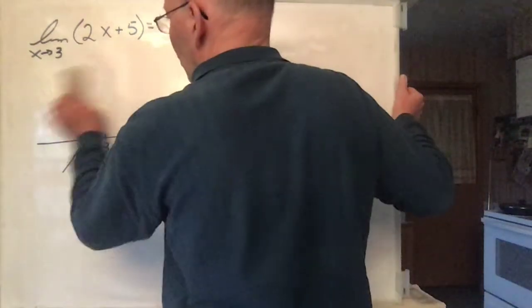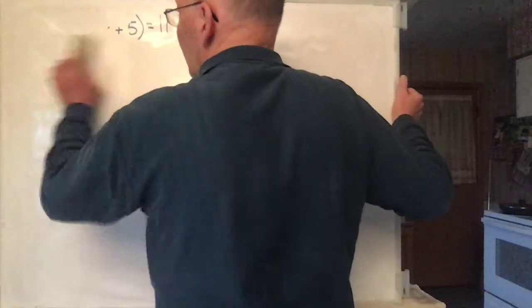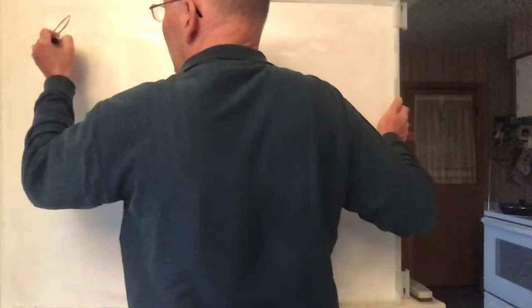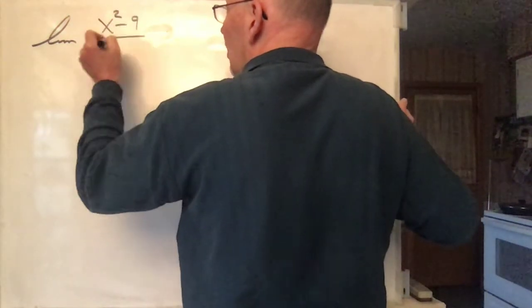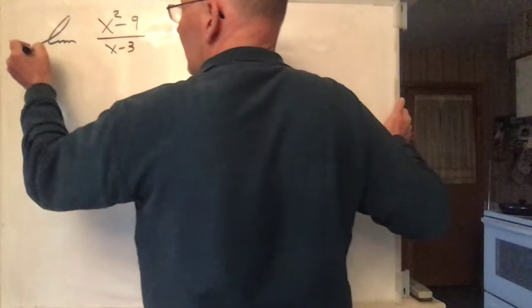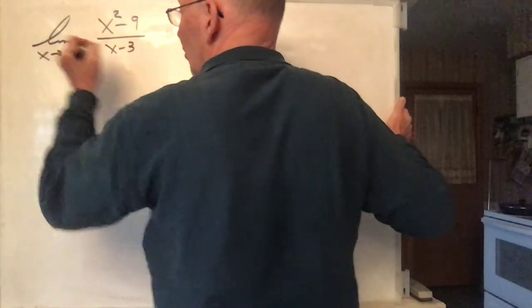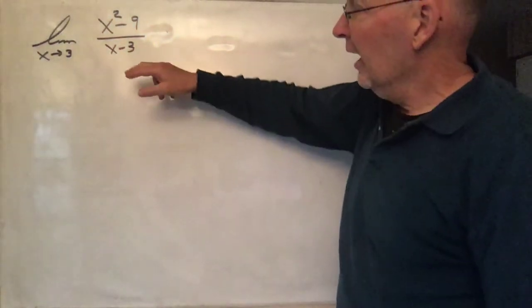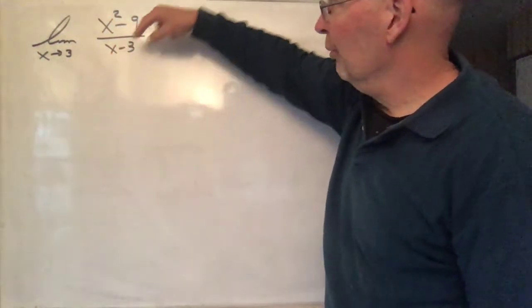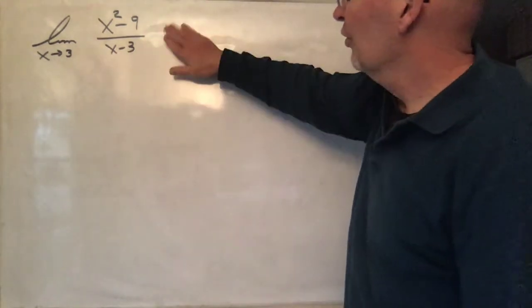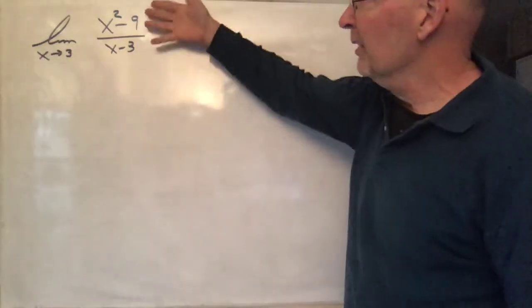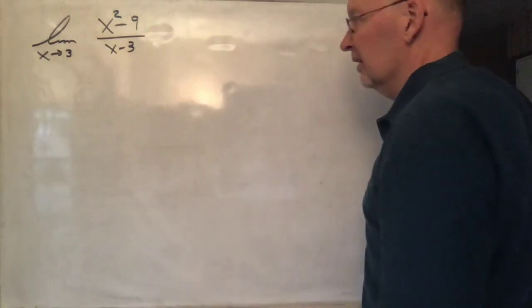Where limits are more important is, if you recall from when we first introduced them, in situations like this, where, what did we have? I think we had x squared minus 9 over x minus 3 as x approached 3. And we noticed there, as x approaches 3, the top goes to 0 and the bottom goes to 0. And so we had no idea what was happening because 0 over 0 is meaningless.